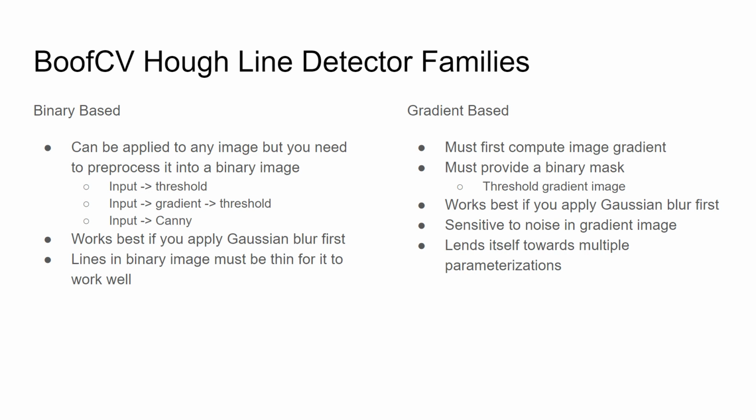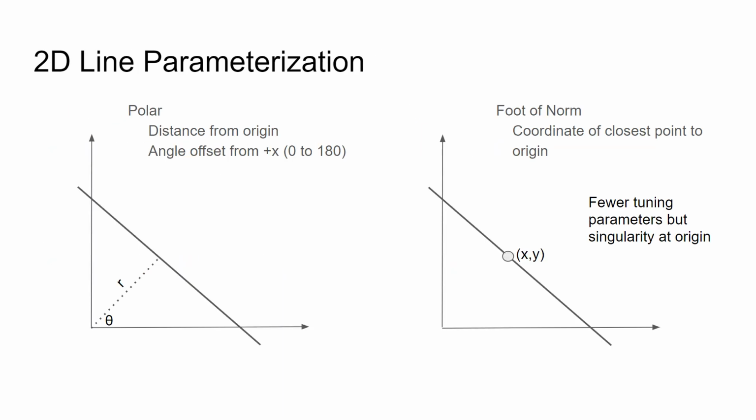One advantage of this is that you can apply different parameterizations. There's actually many different ways to parameterize a 2D line. Of interest here is polar, which I've already gone over, and foot of norm. With the foot of norm, it defines a line based on the 2D coordinate of the point on the line which is closest to origin.